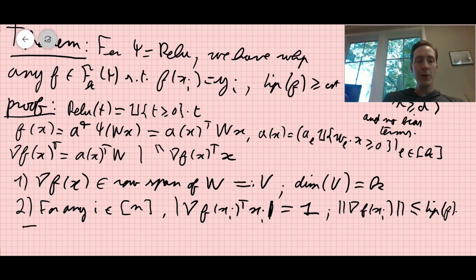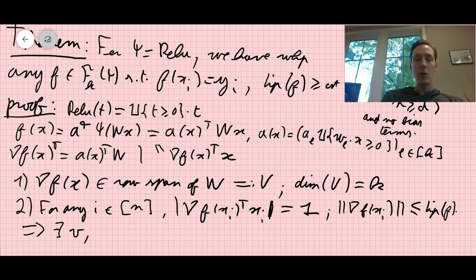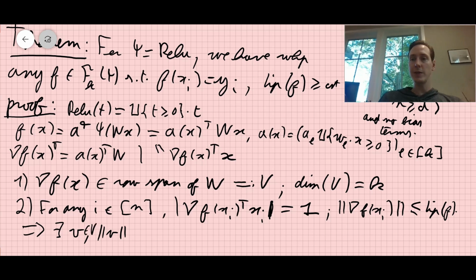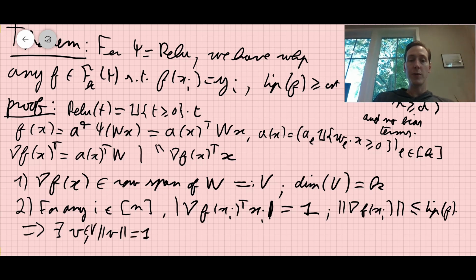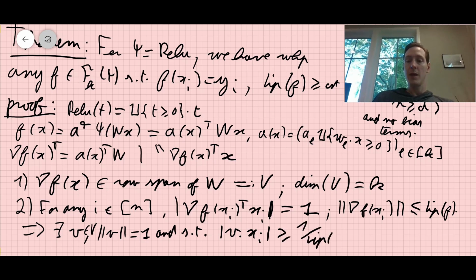So what do we know? In other words, there exists v, unit norm, v in capital V. So there exists a vector in this K-dimensional subspace of unit norm such that v dot xi is larger than 1 over the Lipschitz constant of f. We're going to be able to use this now to derive a lower bound on the Lipschitz constant of f, because we will know that you cannot correlate that well with a K-dimensional subspace.